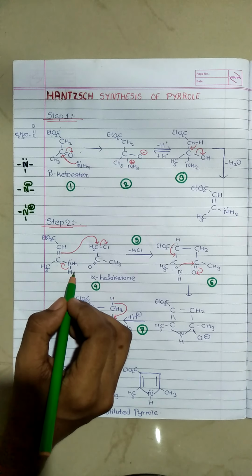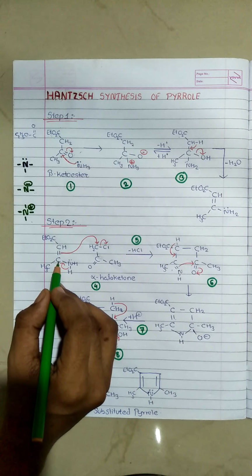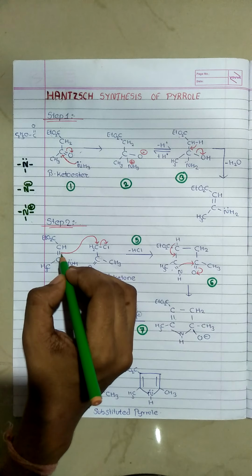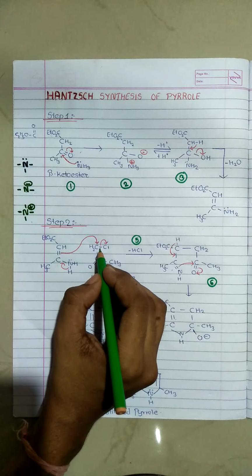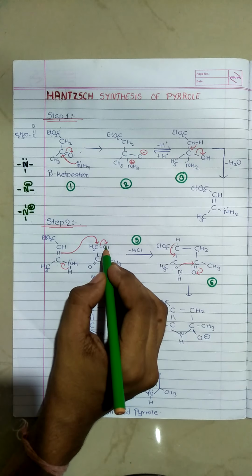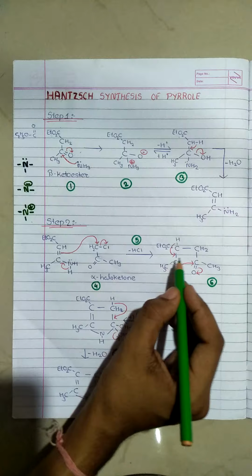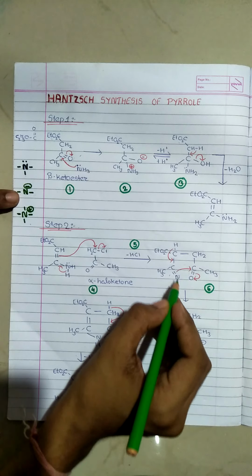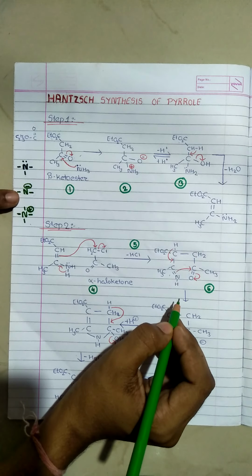Here H is removed from this compound and a bond is formed between this carbon and nitrogen. Here the carbon cannot have more than four bonds, therefore this double bond breaks and forms a bond with the alpha carbon of the alpha haloketone, which results in the removal of Cl. Therefore, H from this compound and Cl from this one, HCl, is removed and a new bond is formed between this carbon and this carbon, which is seen in the next step. Here the new bond is formed between these two carbons and a double bond is formed between this carbon and nitrogen due to the removal of one hydrogen.